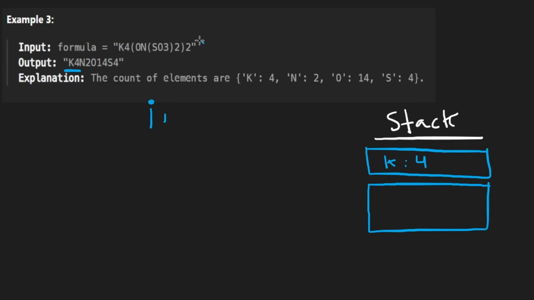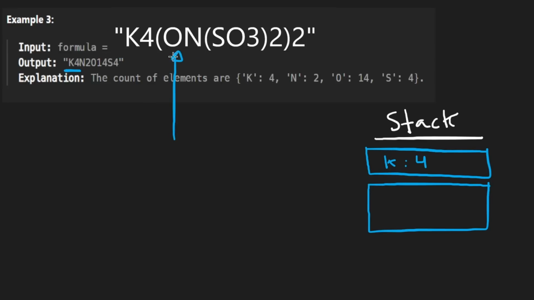And I guess I'll make this string a little bit bigger. I probably should have done that at the beginning. Sorry about that. Now our pointer is here. We're at an uppercase character. We'll check the next character. It's not a lowercase character.